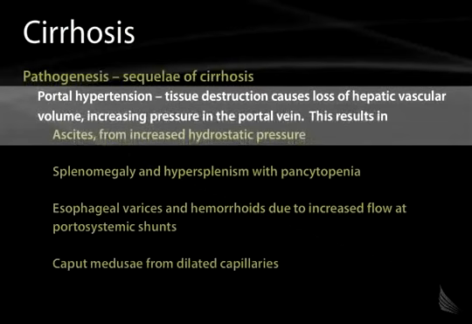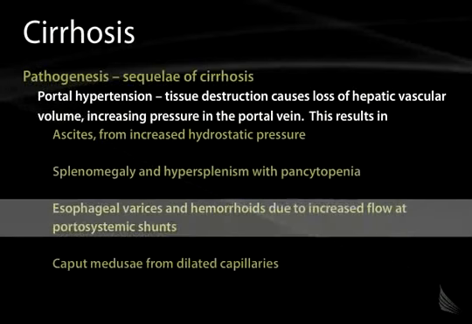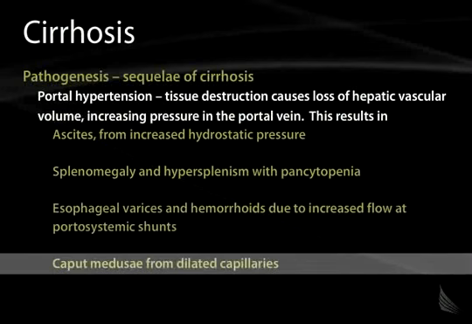Portal hypertension is the result of increasing pressure in the portal venous system. This results in ascites, which results from increased hydrostatic pressure, splenomegaly, which results in thrombocytopenia, and esophageal varices, as well as caput medusae, and hemorrhoids, which result from the shunting of portal venous blood.